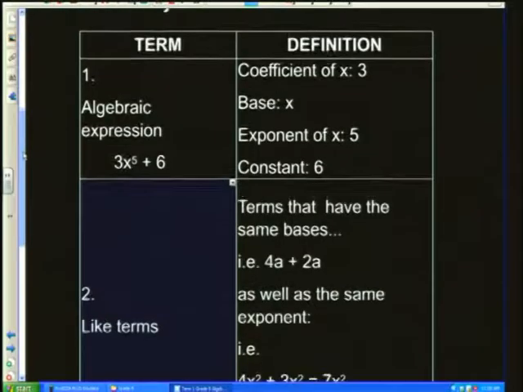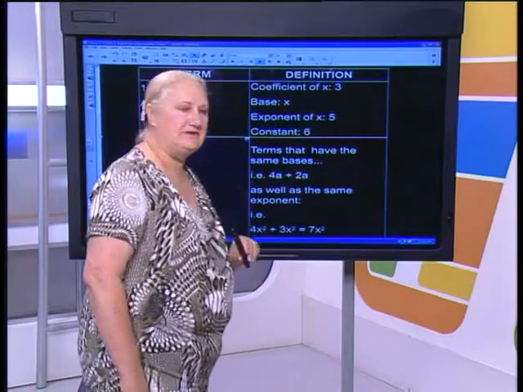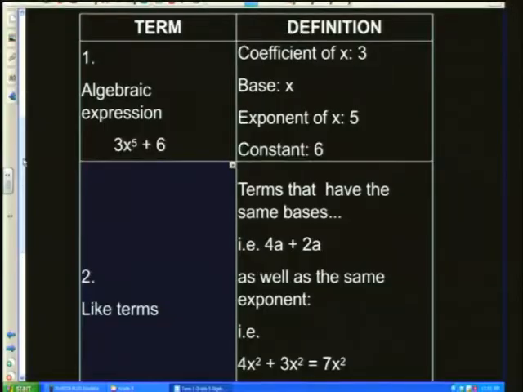But now, before we can do that, as I said, we must look at the vocabulary. Now, for an algebraic expression such as this, 3x raised to the power of 5 plus 6, each of these components will have a name. And when you did the previous work on exponents, you did work with this, so we are just going to revise that. The 3 is the coefficient of x, so the number that comes before our value that has been substituted. The base will be x, and it has been raised to the power of 5, so the exponent of x is 5. Then the 6 that we have here is a constant.